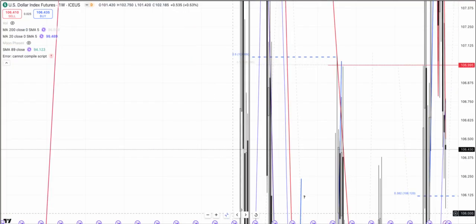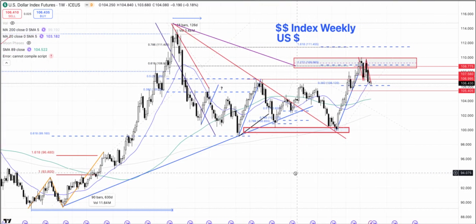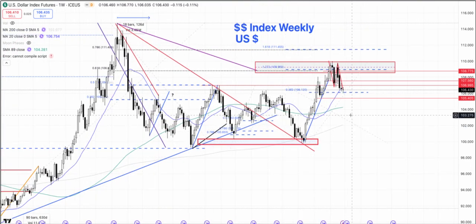And then on the weekly, this is what we have been watching for, 106.12. This is the really nice ABCD right into the 38.2% retracement of these lows right here to the top right here. So we're just watching for the US dollar.